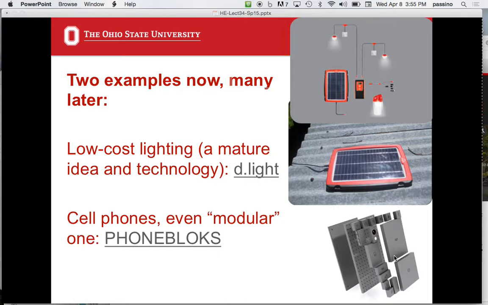And you say, why in the world would you do that? Well, if you don't have much money, you're getting $1 a day, maybe you can afford a certain amount. Over time, you keep buying pieces of your phone. And this is said to be a very important idea for people at the so-called bottom of the pyramid.